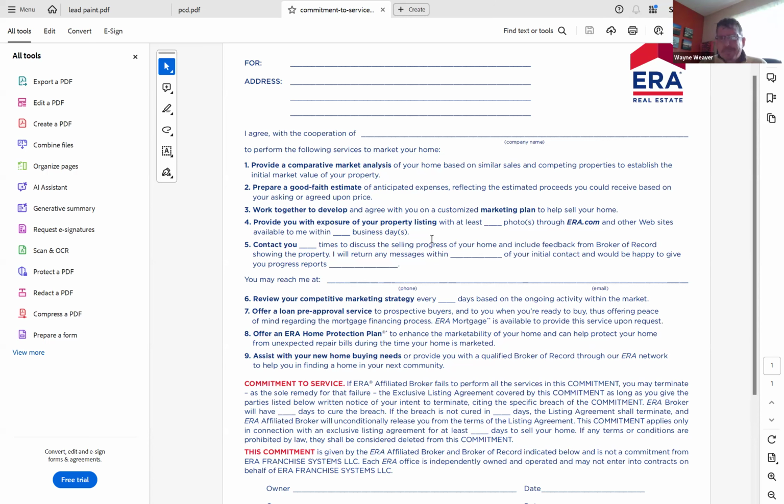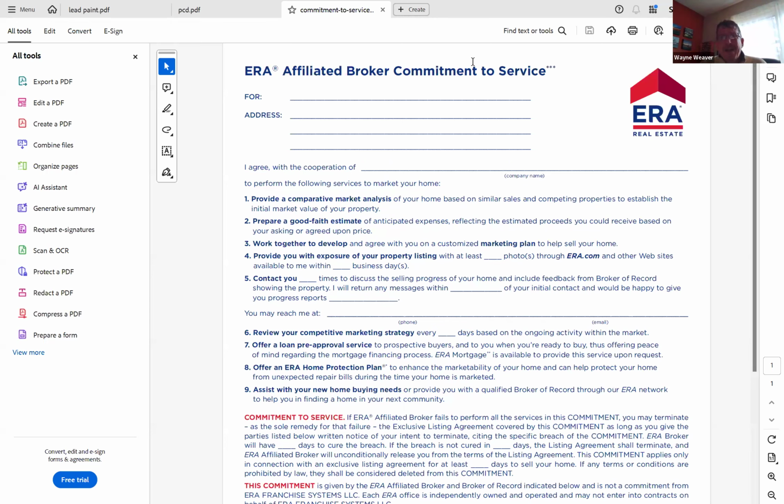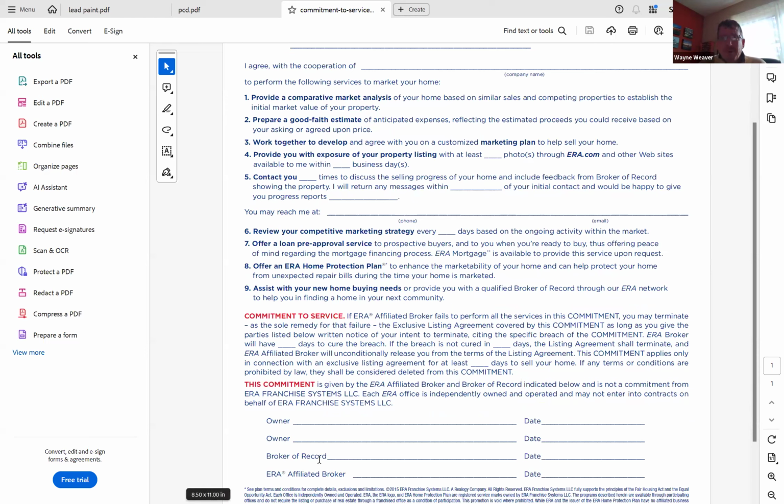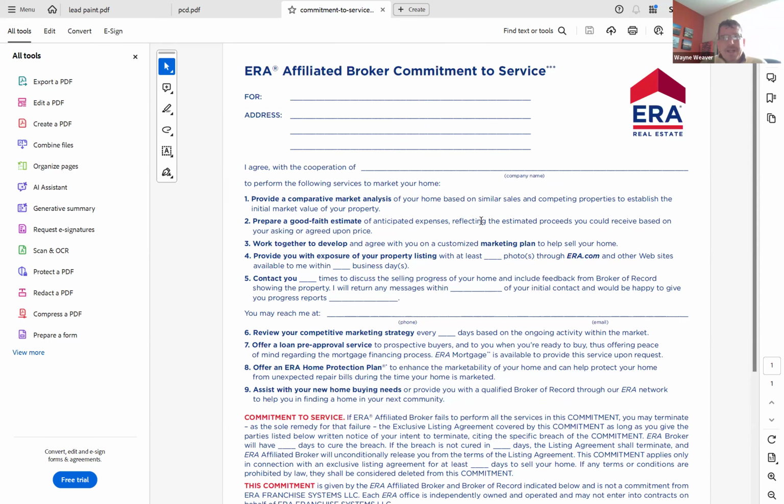I'm going to do the photos. I'm going to follow the marketing plan. I'm going to actually contact you, however often or however you want me to. But the idea is filling this out with them, coming up with the terms, and everyone signs it. The broker signs it. Everyone signs it. It's not just, oh, let's just sign this and it's not enforceable. No, this goes all the way up to the broker, and they sign it. At that point, we're locked in, and if I don't do my job, you fire me. So this is the broker commitment to service.